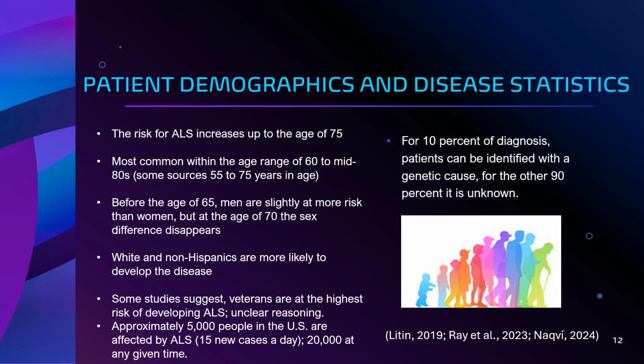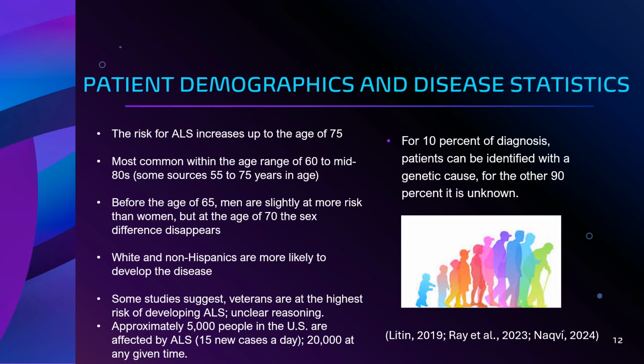So before the age of 65, men are slightly more at risk than women. But once they hit the age of 70, this difference kind of disappears. White and non-Hispanics are more likely to develop the disease than any other race or ethnicity. Some studies suggest veterans are at the highest risk of developing ALS, but it's really kind of an unclear reason. And for most of these studies, it's been an unclear reason just because ALS is a very complicated disease.